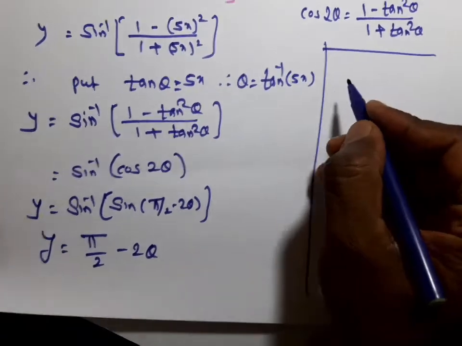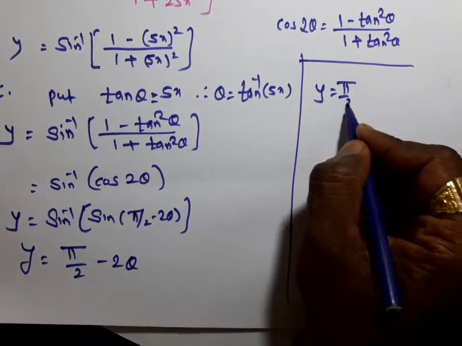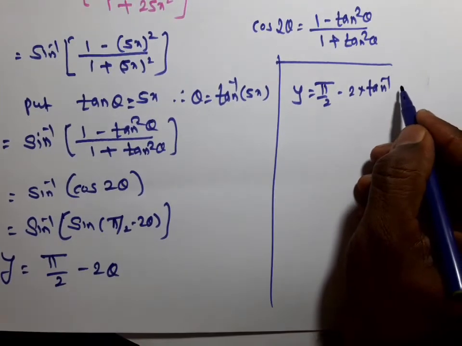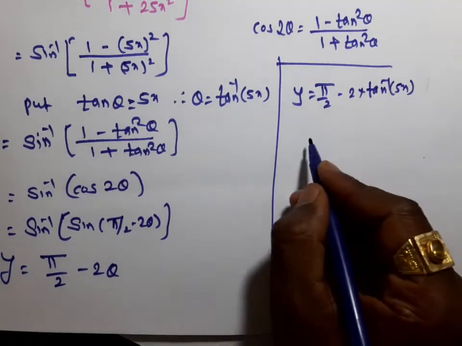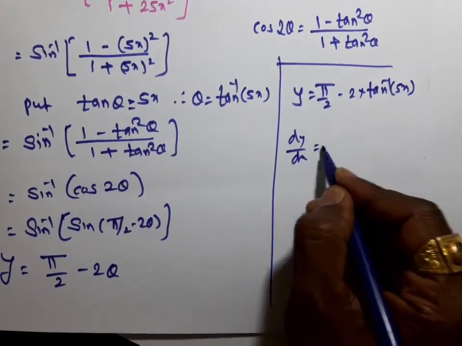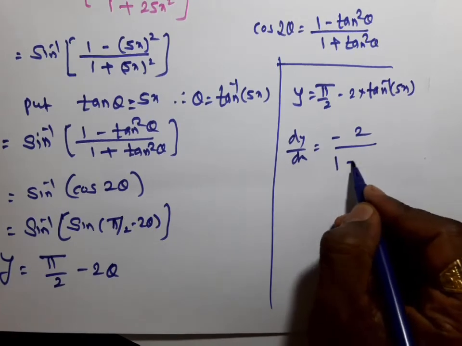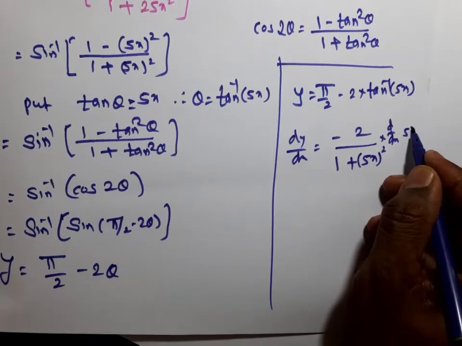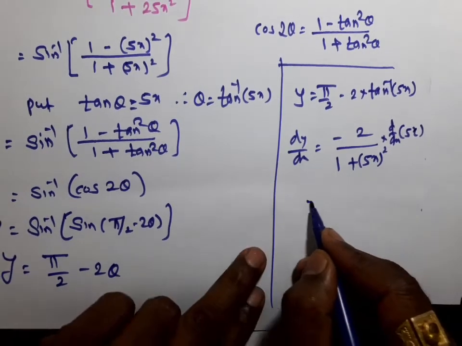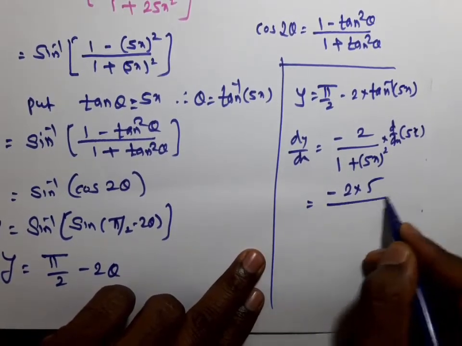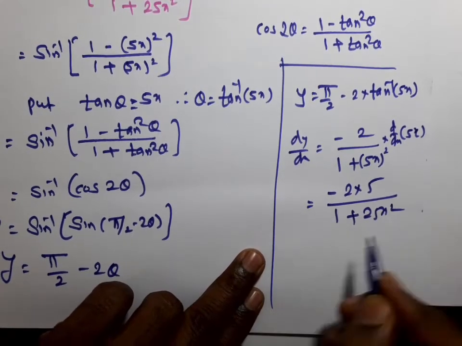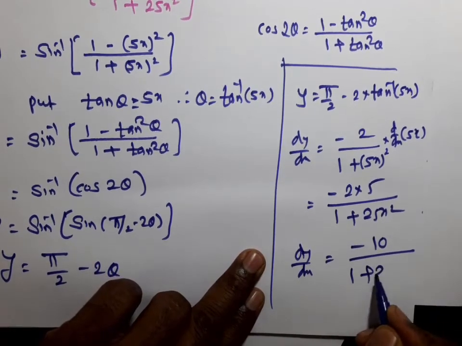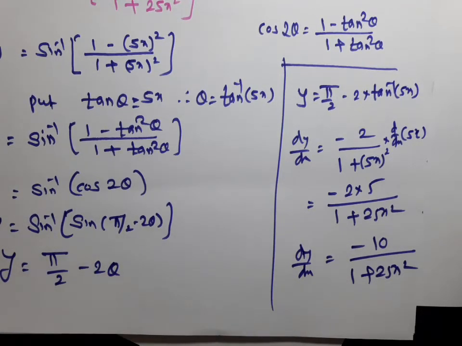and therefore y is equal to pi by 2 minus 2 into tan inverse 5x, and therefore dy by dx is minus 2 upon 1 plus 5x square into d by dx of 5x, that is minus 2 into 5 upon 1 plus 25x square. So dy by dx is minus 10 upon 1 plus 25x square.